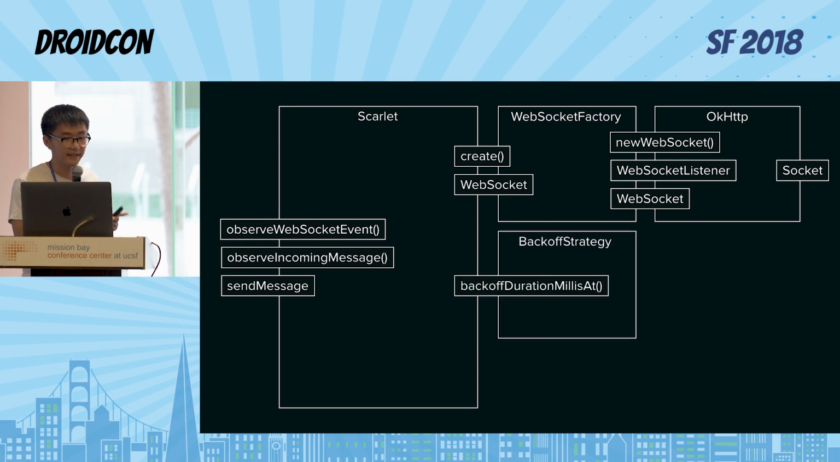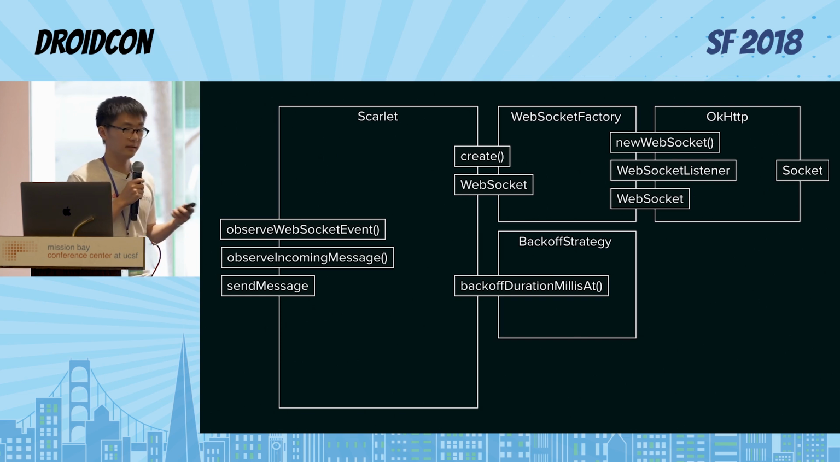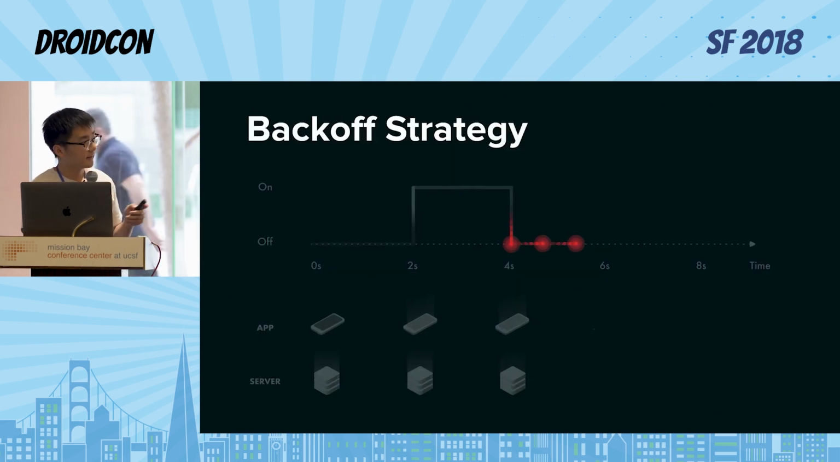In order to keep the connection open for you, when the connection fails, Scarlet uses a retry timer internally, and you can customize the backoff duration using the backoff strategy plugin. Again, when the connection fails, Scarlet uses the backoff strategy to determine when to retry.